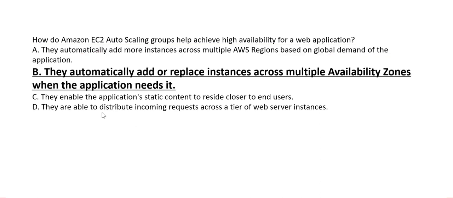Let's see C and D. They enable the application's static content to reside closer to end users. This is a feature of CloudFront. This is not related to auto scaling groups. D states they are able to distribute incoming requests across a tier of web server instances. No, this is wrong. This is not correct. We would go with option B.